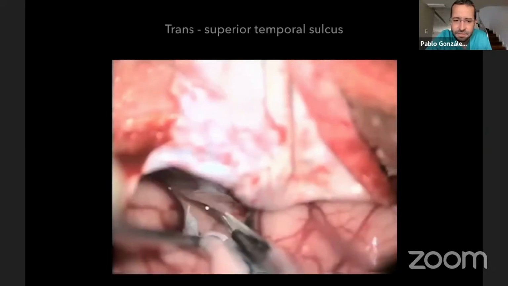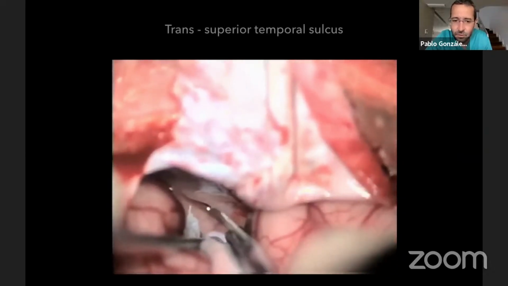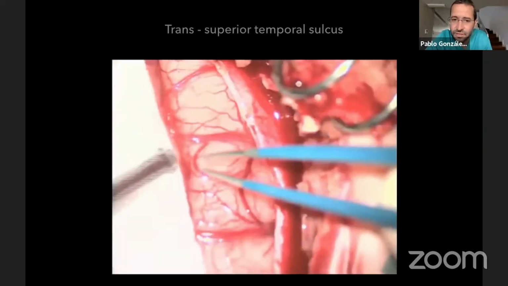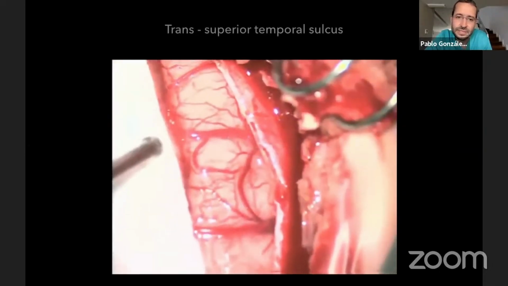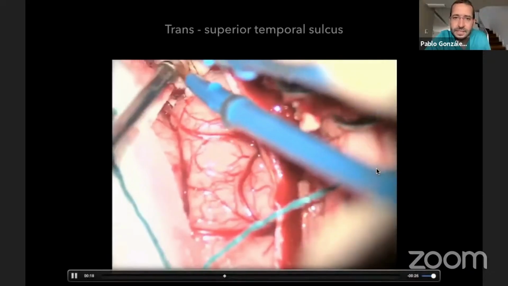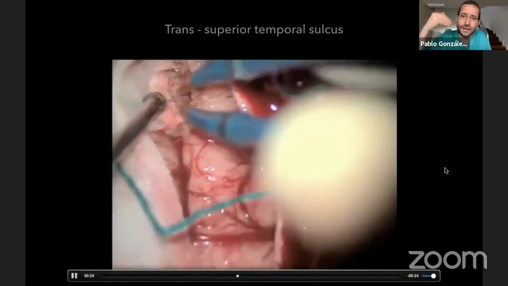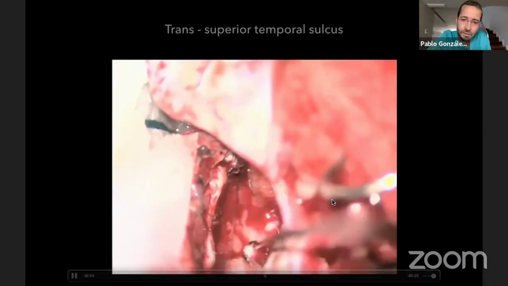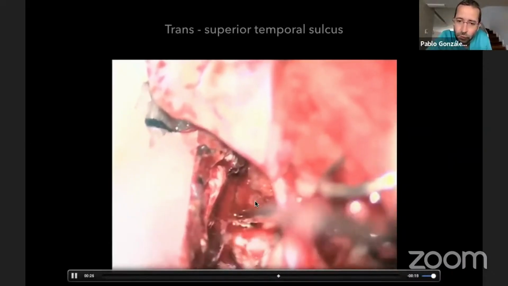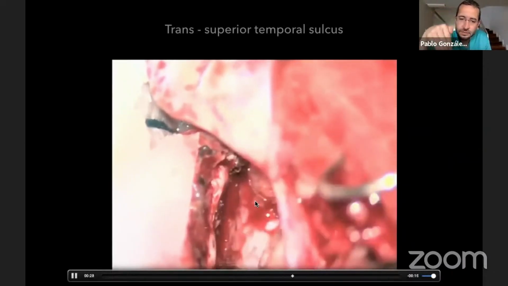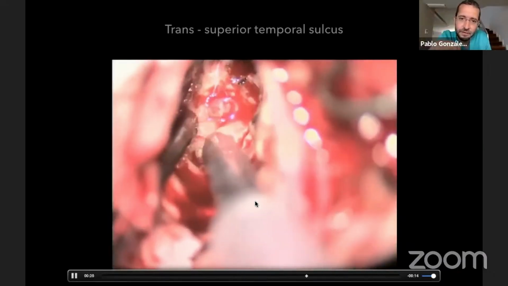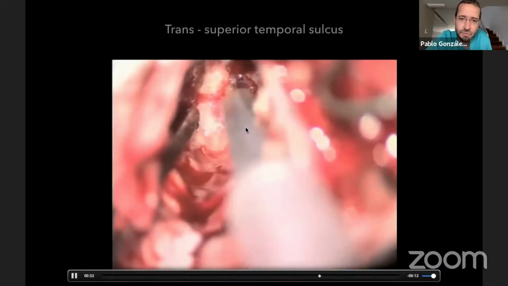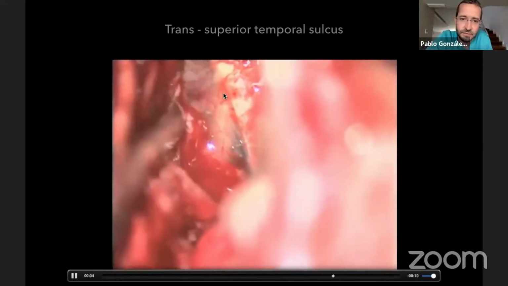I did not have the experience, and in some cases I still don't, to go transsylvian to reach this tumor, but I found it very safe to go trans-planum polare, and in this case trans-superior temporal sulcus, quite anterior. If we cross the superior temporal sulcus quite anterior, we directly reach the temporal pole, and then we move posteriorly to the amygdala sequentially, and finally the head of the hippocampus, which is exactly what we are doing right here. So this is the third nerve.